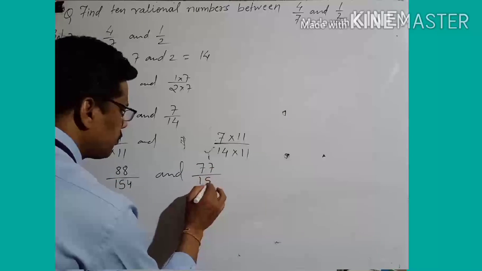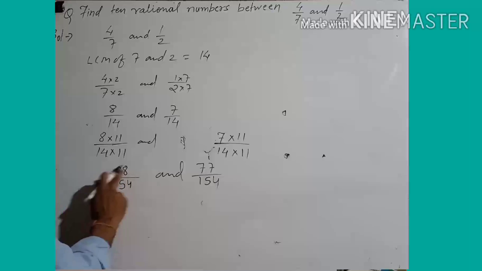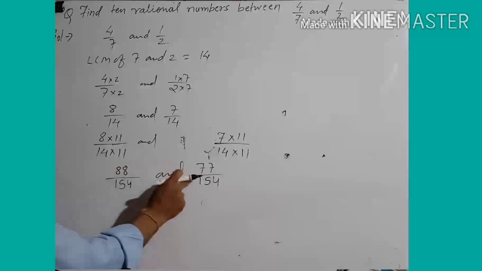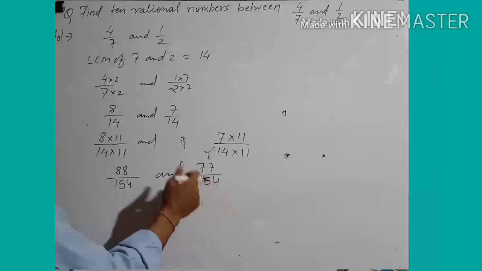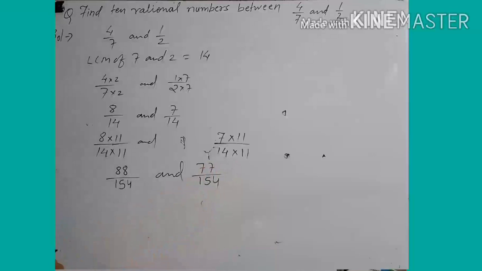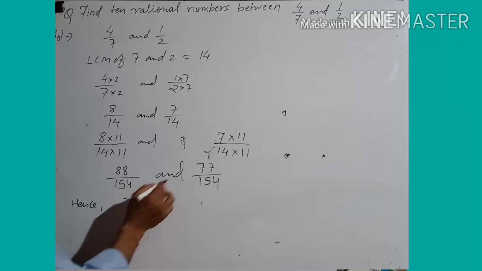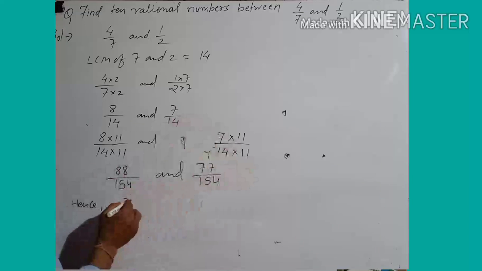Multiply by 154. Now let's see. When you find how many rational numbers you are getting here, when you recite counting after 77, what will come? 78. We can write here. Hence, after 77, what will come?